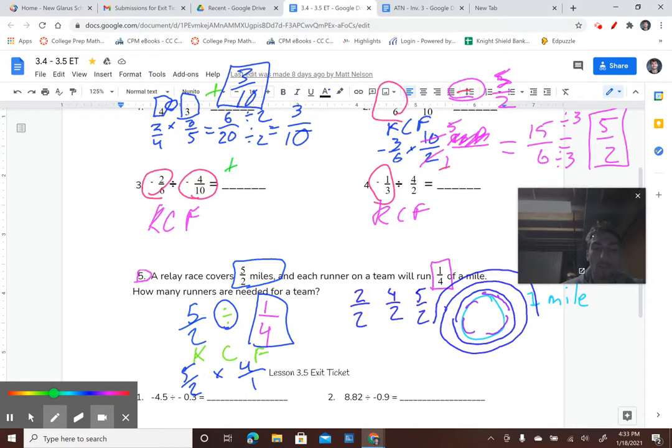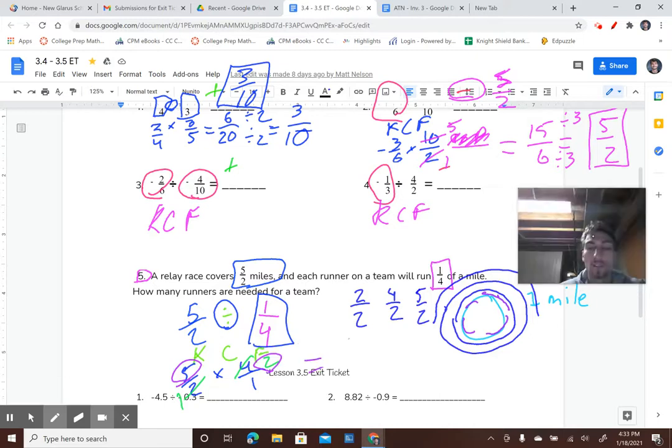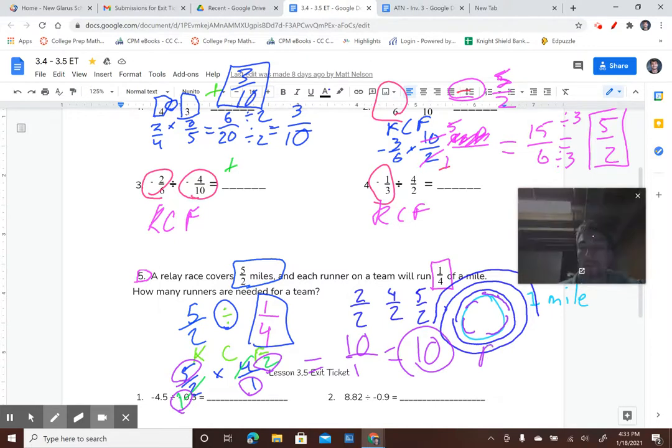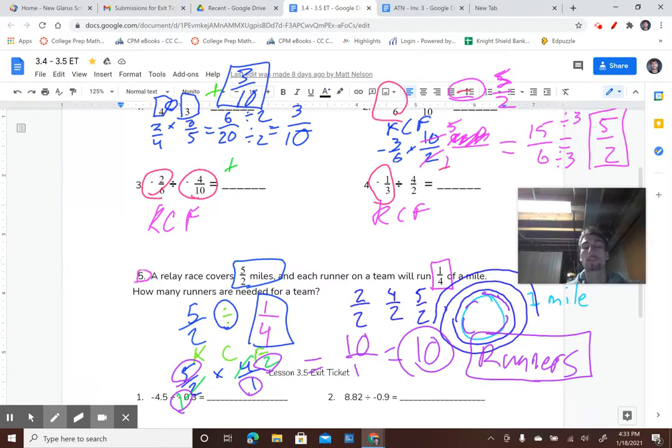Is there a number that goes into both 4 and 2? Yeah, we can divide them both by 2. So we have 2 on top, 1 on the bottom here. Now we have 5 times 2 on top, which gives me 10. And then we have 1 times 1 on the bottom, which gives me 1. 10 divided by 1 equals 10. So we have 10 runners in order to run 5 over 2 miles.